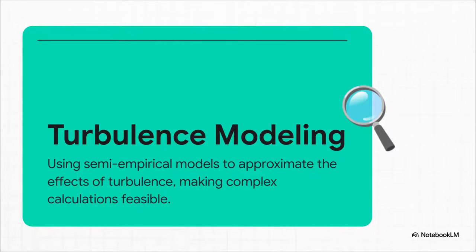And that's where something called turbulence modeling comes into play. The idea is, instead of trying to calculate every single tiny chaotic swirl, which is basically impossible, we use these really smart, well-tested models to just approximate their average effect on the bigger picture. It's a brilliant and absolutely necessary compromise that lets us get practical answers in a reasonable amount of time.